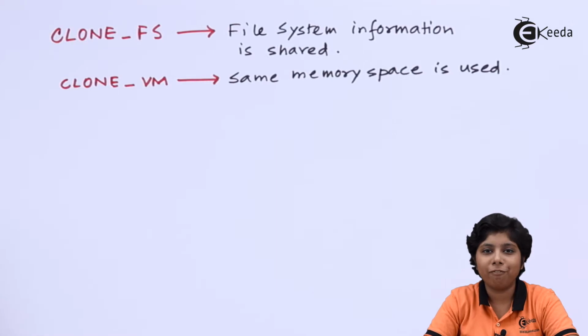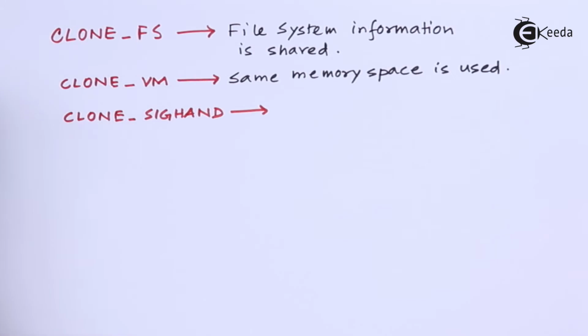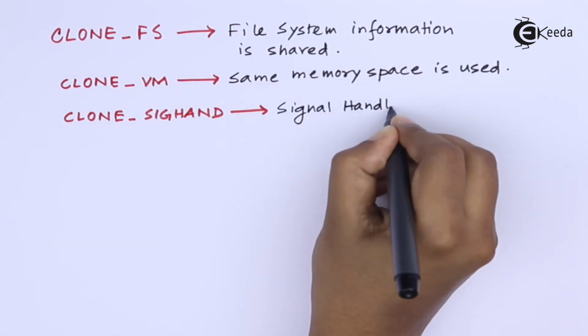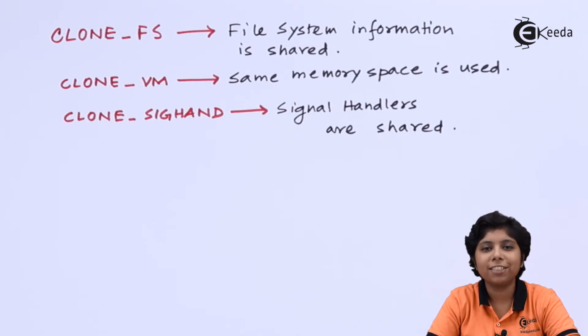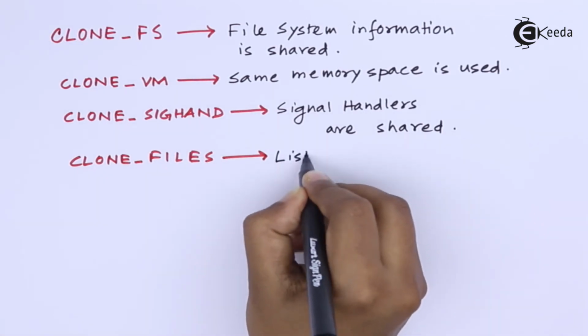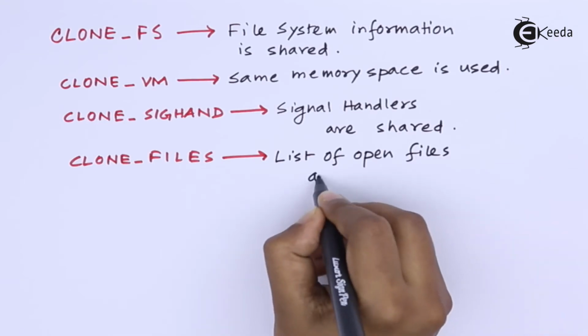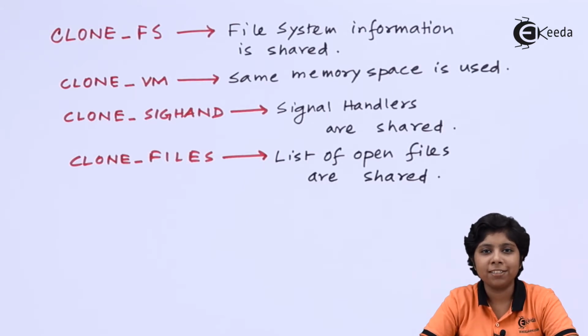The next flag is the clone VM flag. By this, the same memory space is shared by all tasks. The next flag is the clone sighand flag. By this clone sighand flag, all the signal handlers are shared. And the last one is the clone files flag, the list of open files. In this clone files flag, all the list of open files are shared.